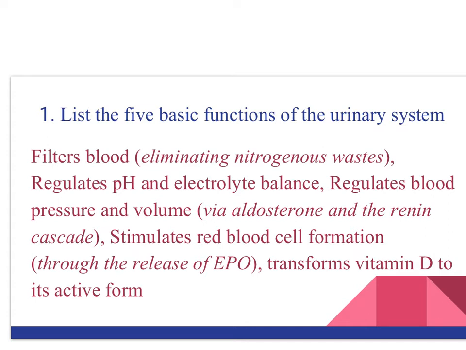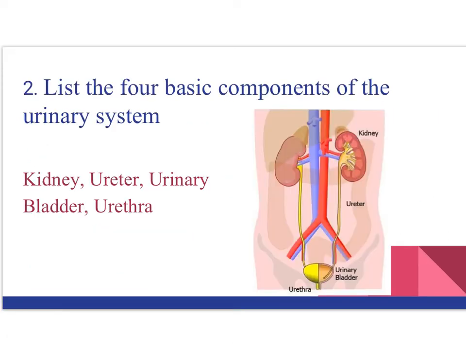Regulates blood pressure and volume. We talked about aldosterone and angiotensin. Also, it stimulates red blood cell formation, so making a connection to the circulatory system and the skeletal system, it releases EPO. And also, it manufactures the active form of vitamin D, which allows your bones to absorb calcium.